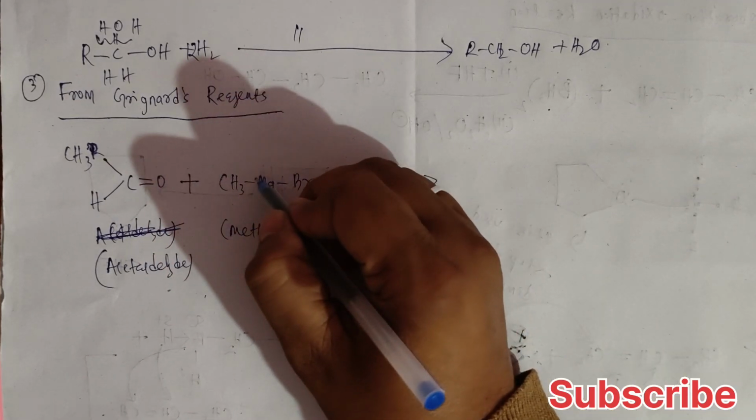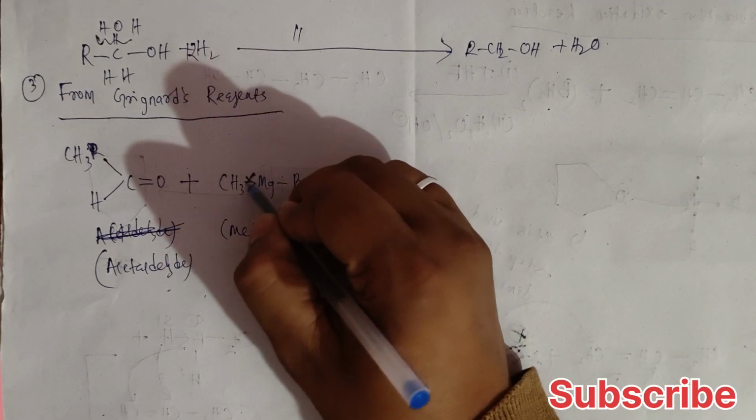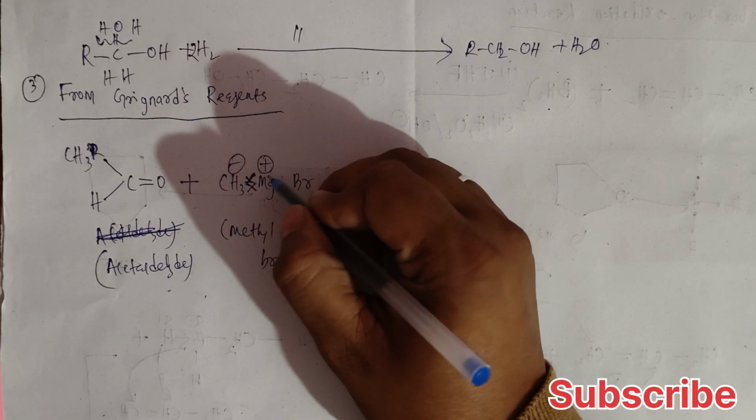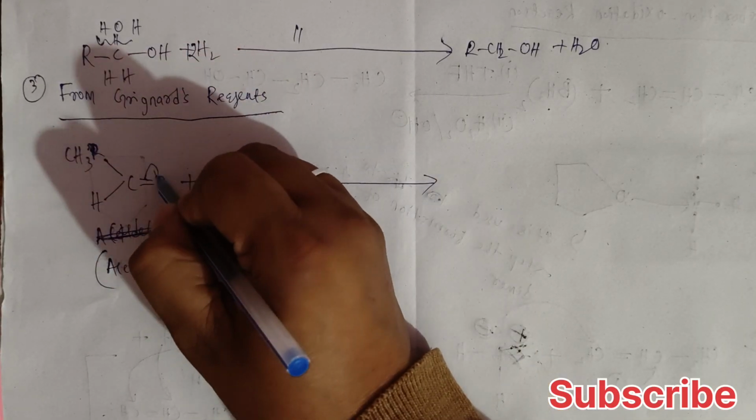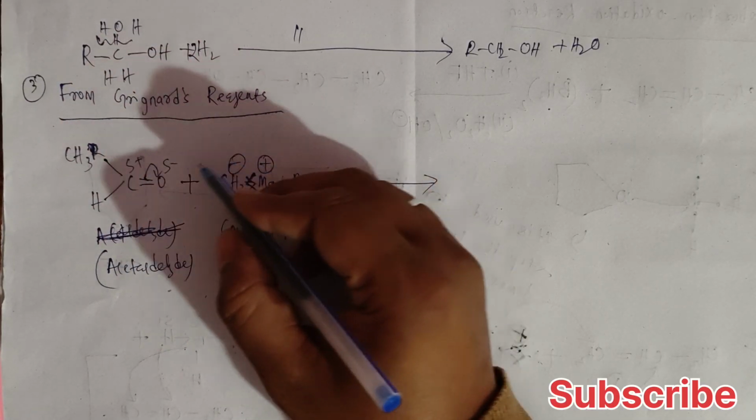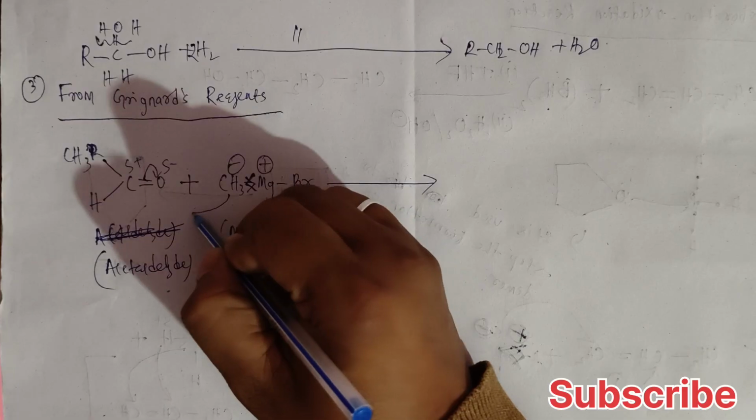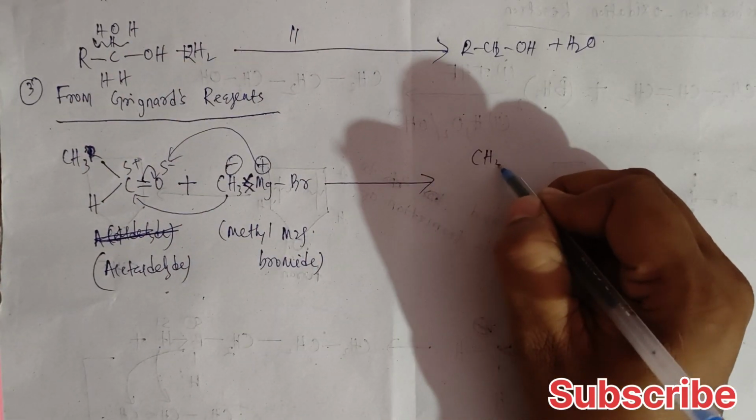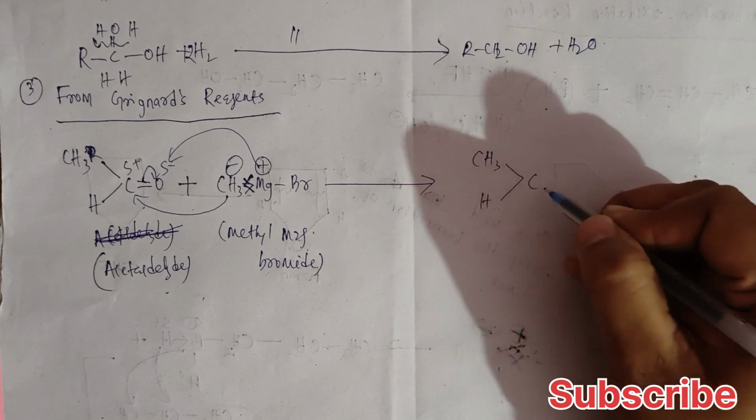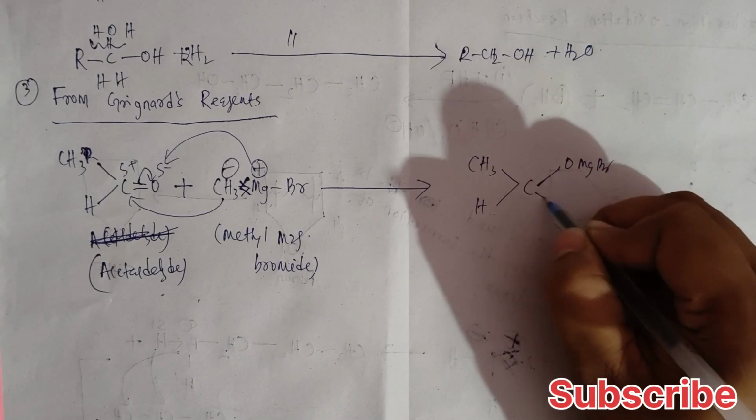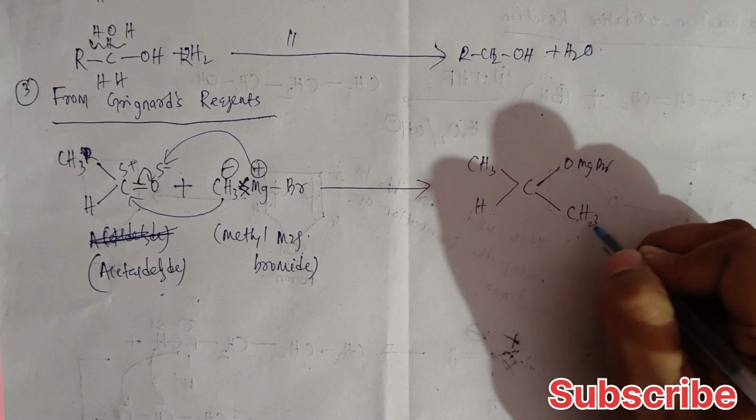Magnesium is a metal, so it gives electrons and acquires a positive charge. In the carbonyl group, oxygen is negative and carbon has a positive charge. So CH3 will attack the carbon and magnesium will attack the oxygen atom. We will get CH3-CH(CH3)-OMgBr.